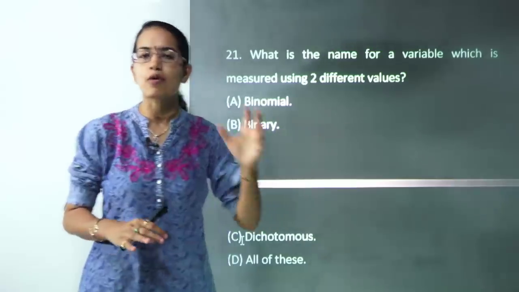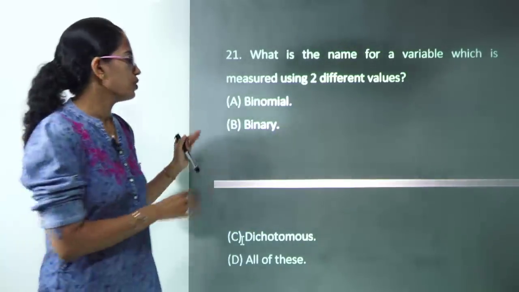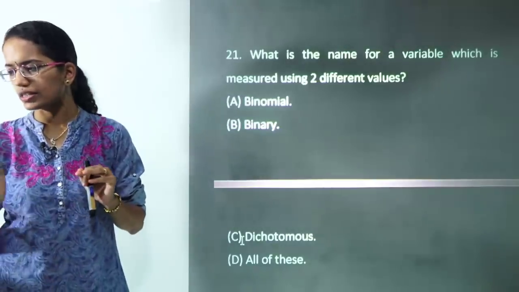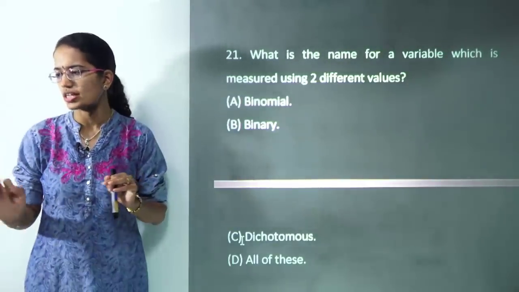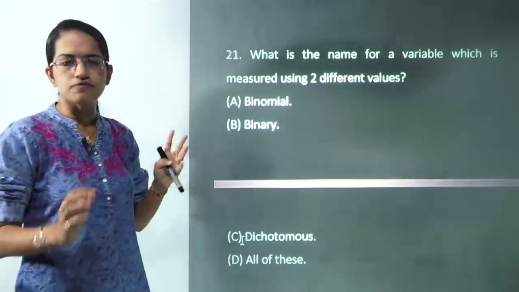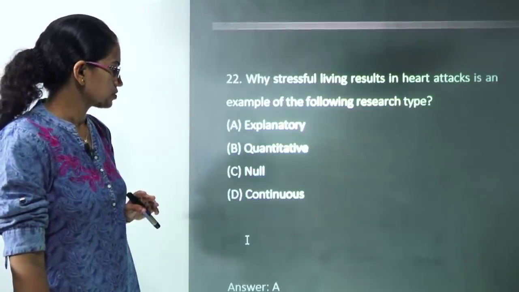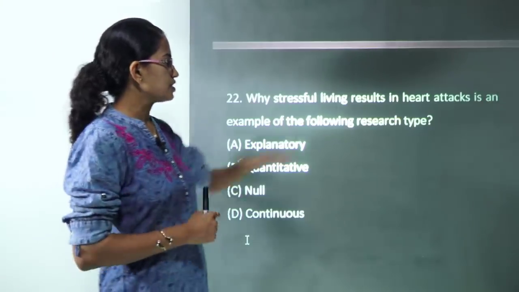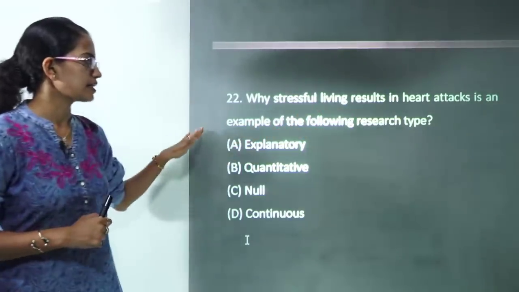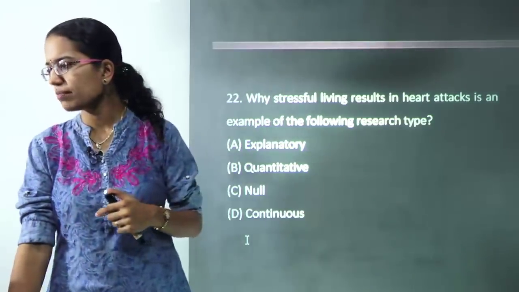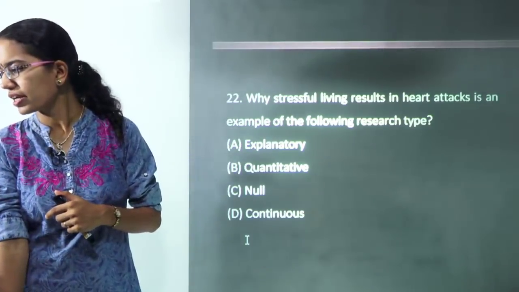Binary is a subtype of dichotomous. Since it's asking about two different values, you have to be very particular reading the question. Binomial is not the correct answer, Jitendra. Binomial is a kind of distribution, so it's not the variable that we talk about. The next question is, why a stressful living results in heart attack is an example of which kind of research? Question number 22, looking for correct answers.